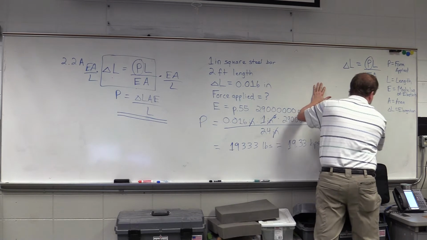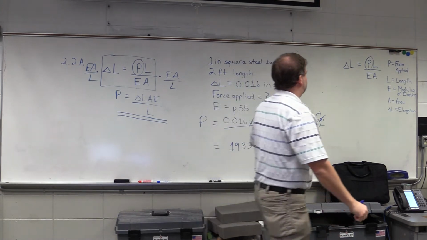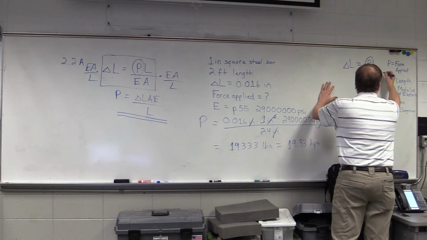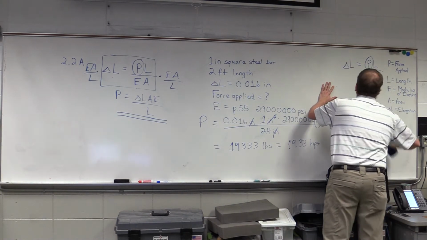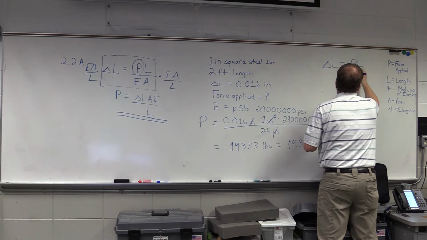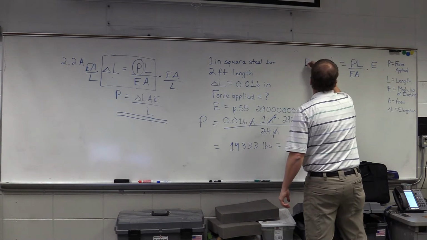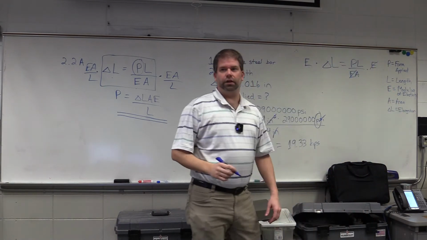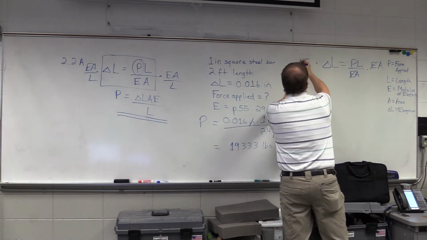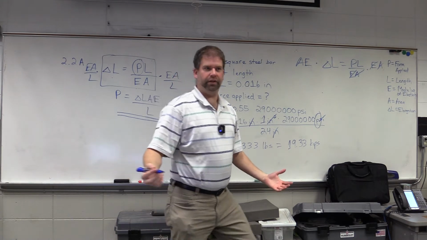So for this problem, where we want to get rid of p, how would you get rid of e? Multiply both sides by e, right? So we're going to multiply by e. How do you want to get rid of a? Same concept, same idea. Multiply by a. And then how do we get rid of L? Divide both sides by L, right?